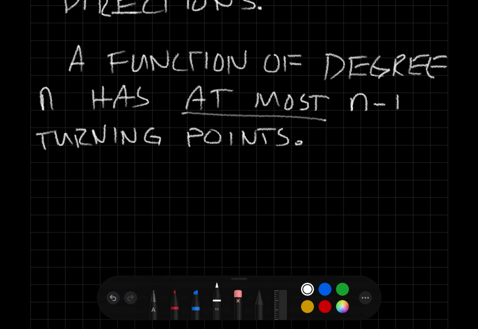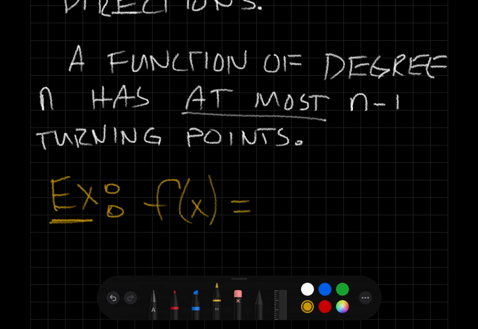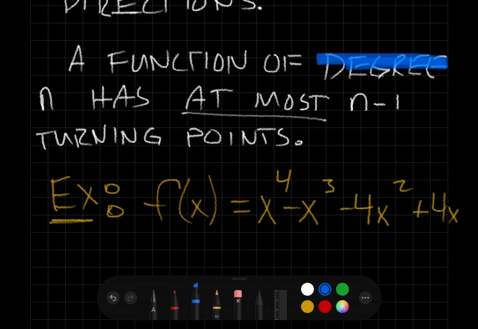So let's do an example, and I'll show you a little example of what that looks like on Desmos, and we can kind of understand increasing, decreasing, get an idea. So let's take a look at this function. Let's say I have f of x is equal to x to the fourth minus x cubed minus 4x squared plus 4x.